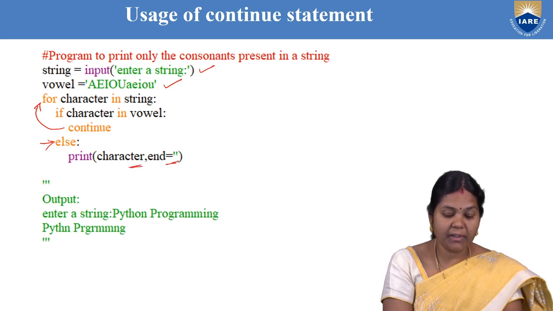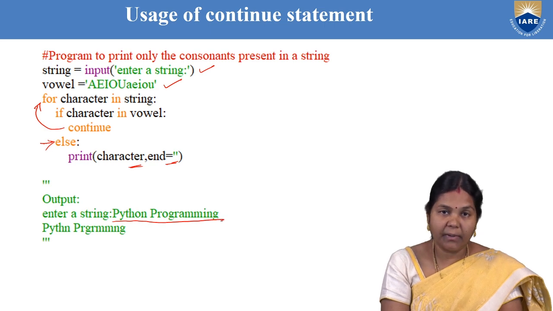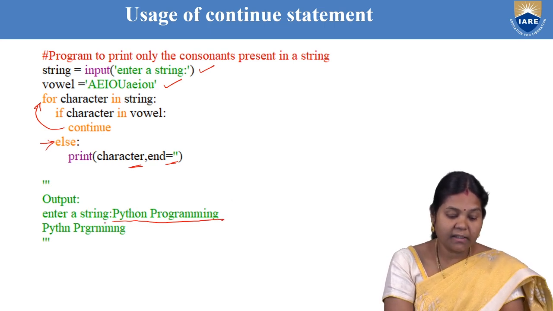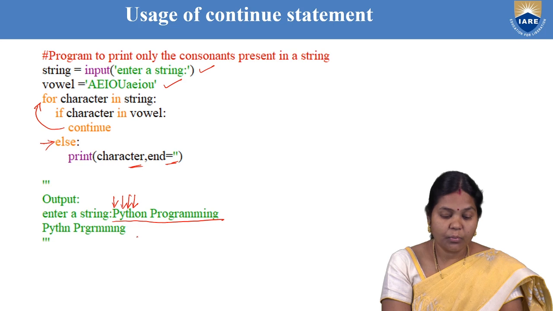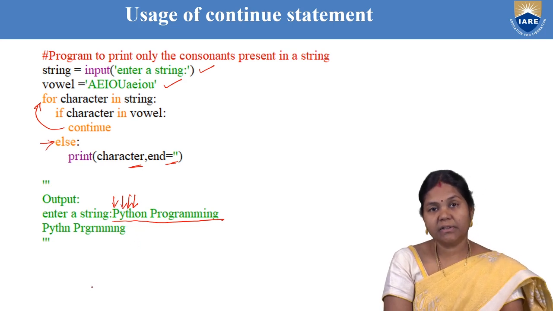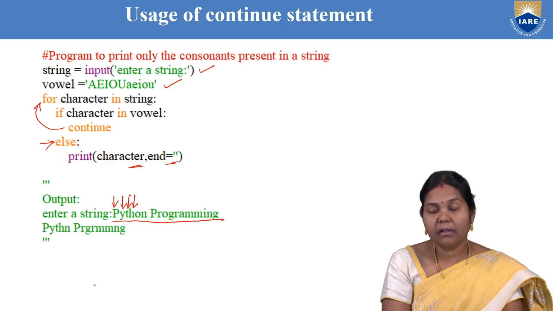So in this way, what will happen? For an input string, for example, if you are taking the input as Python programming, it will check character by character. First it will check P, then Y, then T, then H. Each character is checked in this vowels list. And if it is not present, then those characters are printed. That means it only prints the consonants present in the string, and it skips the vowels using the continue statement.